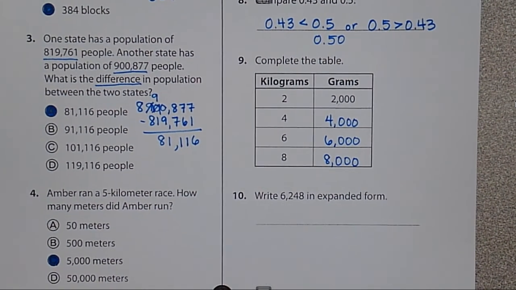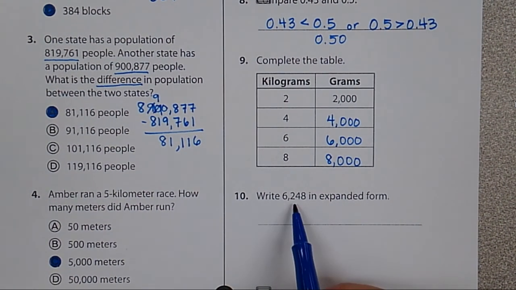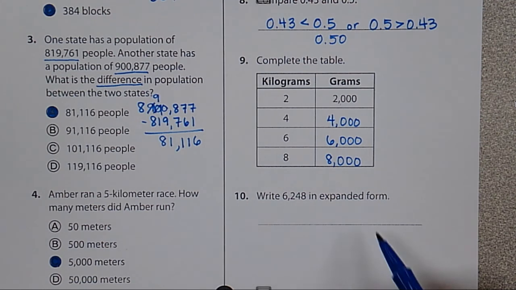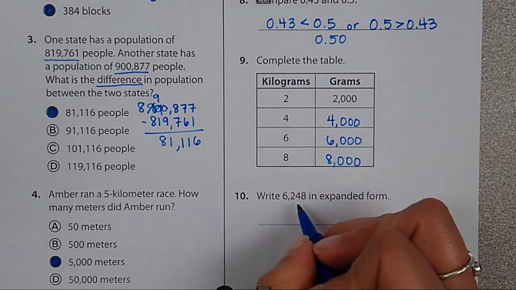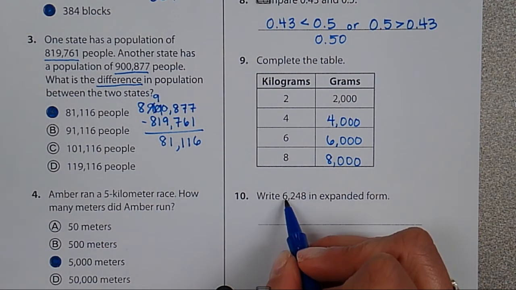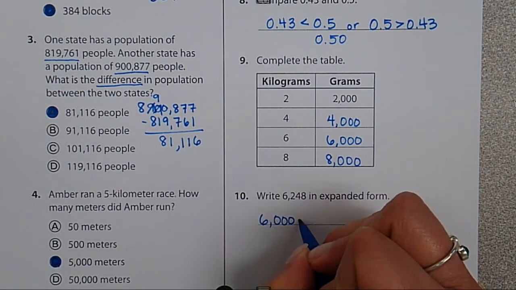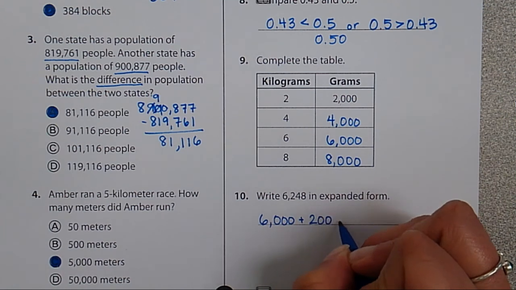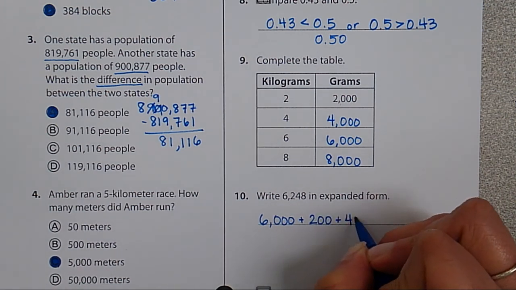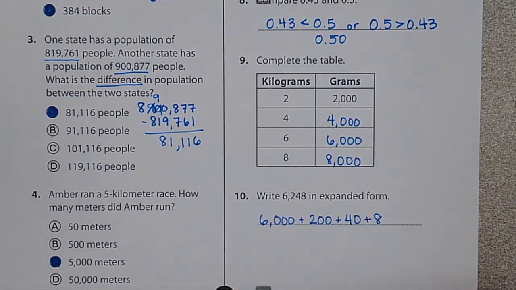Okay, and number 10 says to write 6,248 in expanded form. That's when we break it apart into the different values for each digit. So we have 6,000 plus 200 plus 40 plus 8. And we are finished.